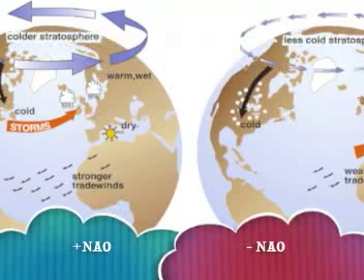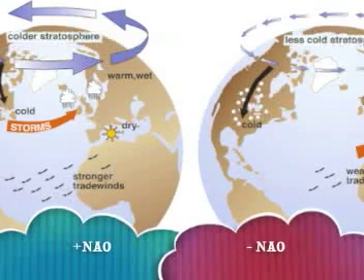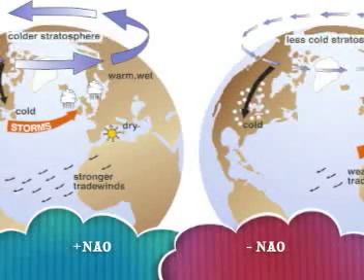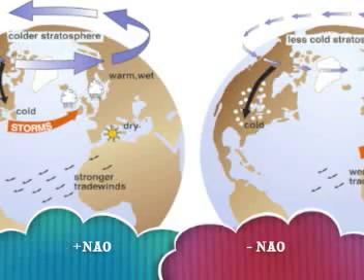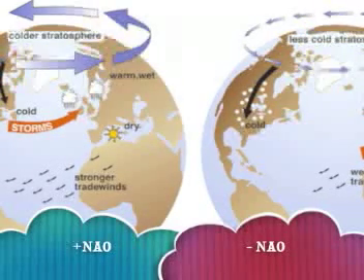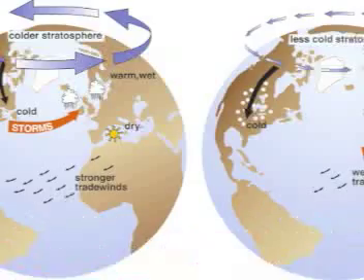Fluctuations in the strength of these features alters the jet stream. During its negative phase, the pressure gradient is weaker, which results in fewer storms over the Atlantic. Europe can be seen as cold and dry.